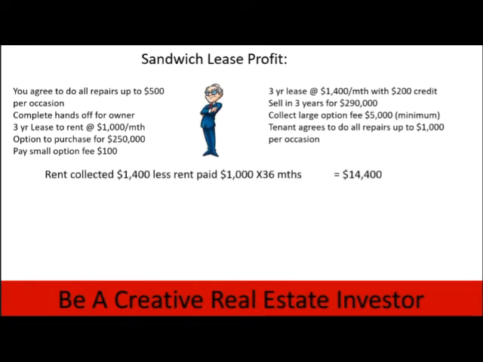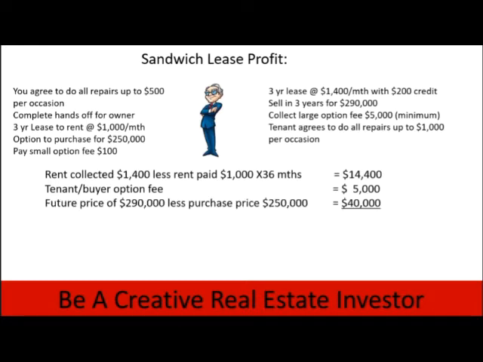So you've collected rents of $1,400 and you're paying out $1,000 for 3 years. So that difference of $400 a month times 36 months is $14,400. You've also collected an option fee of $5,000 from the tenant, and the future price of $290,000 less the price that you've agreed to pay of $250,000. Therefore, that's another $40,000. So you've collected $59,000.